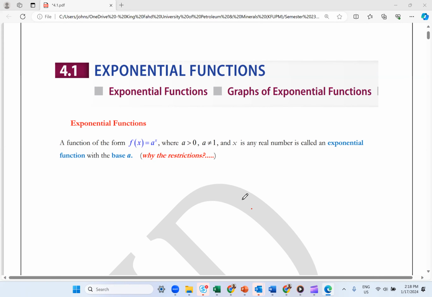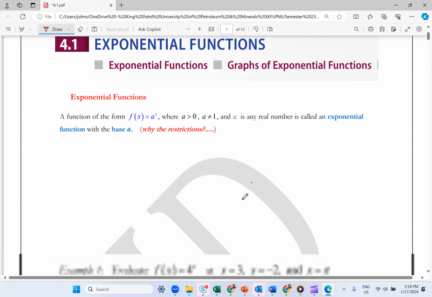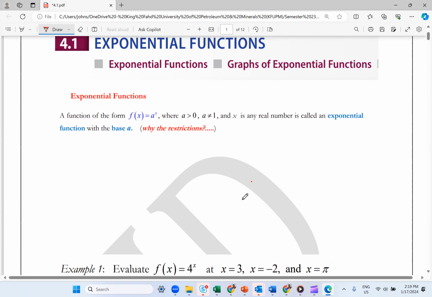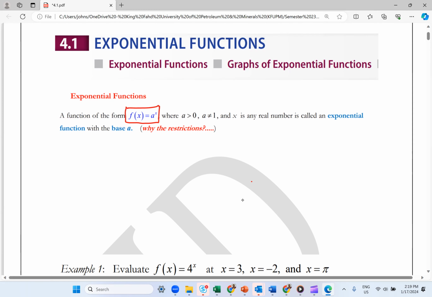Hello. In this video we will be discussing exponential functions. So what are exponential functions? Exponential functions are any function we can write in the form of a to the power x. So f of x is equal to a to the power x. But here a has to be greater than 0 and a is not equal to 1. But our x is any real number.